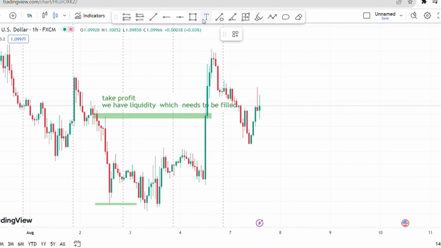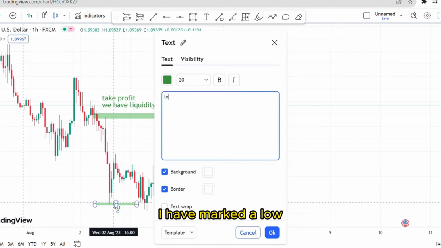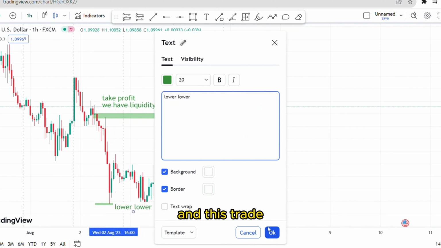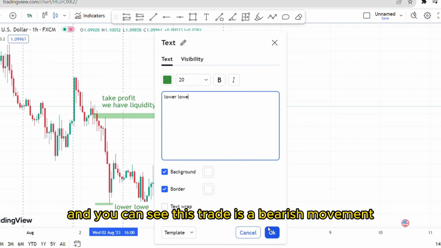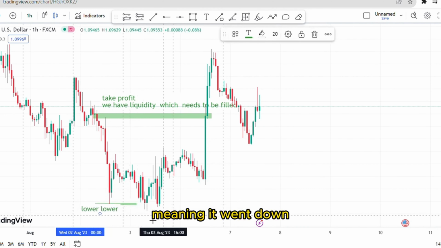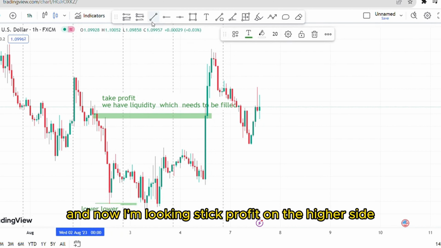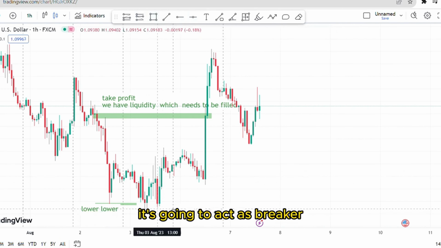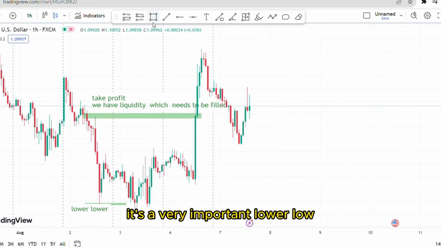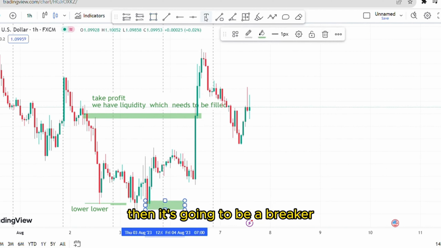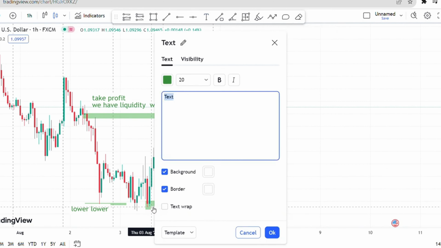As you can see, I have marked a low, and this low is on the left side of this trade. You can see this trade is a bearish movement, meaning it's going down, and now I'm looking to take profit on the higher side. So this lower side is what is going to act as a breaker. It's a very important lower low because when this lower low is taken out, then it's going to be a breaker. So on the right side, as you can see, we also have another lower low.